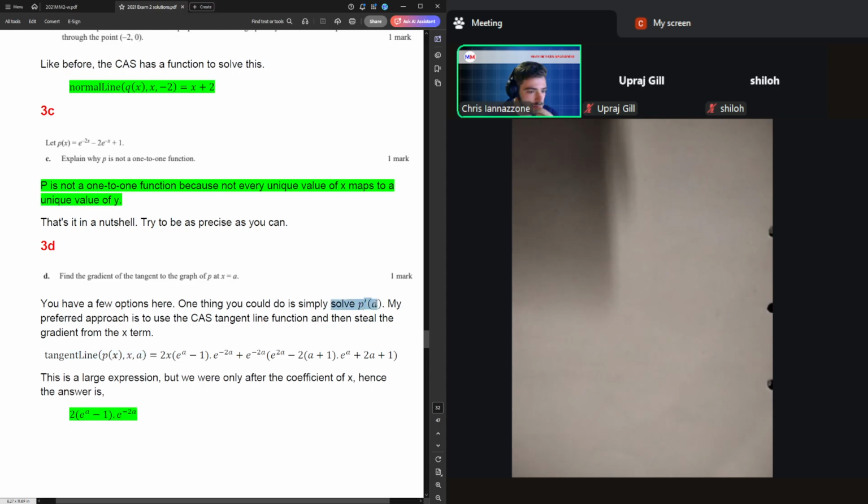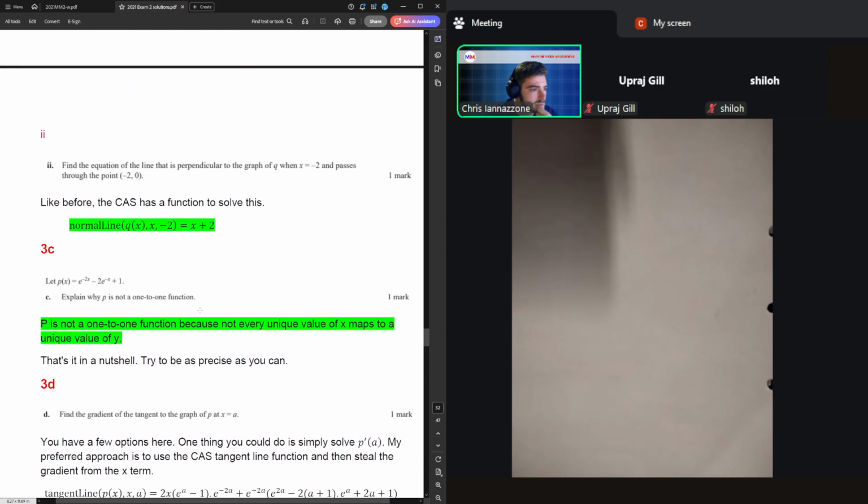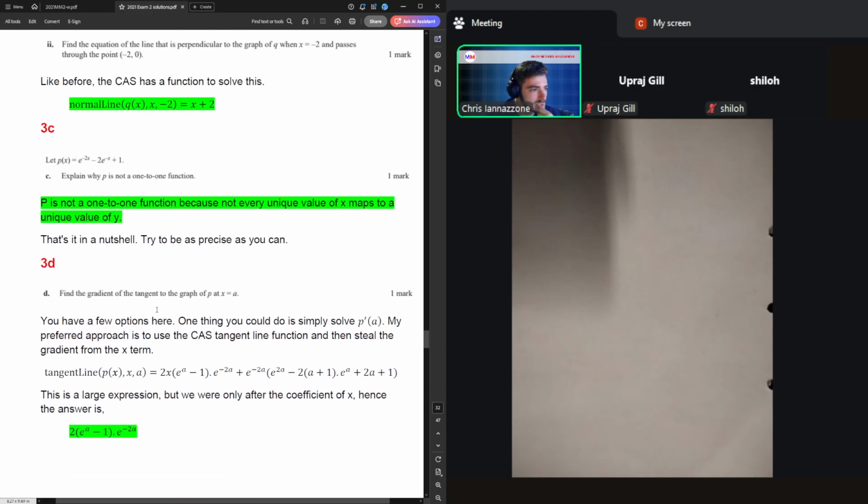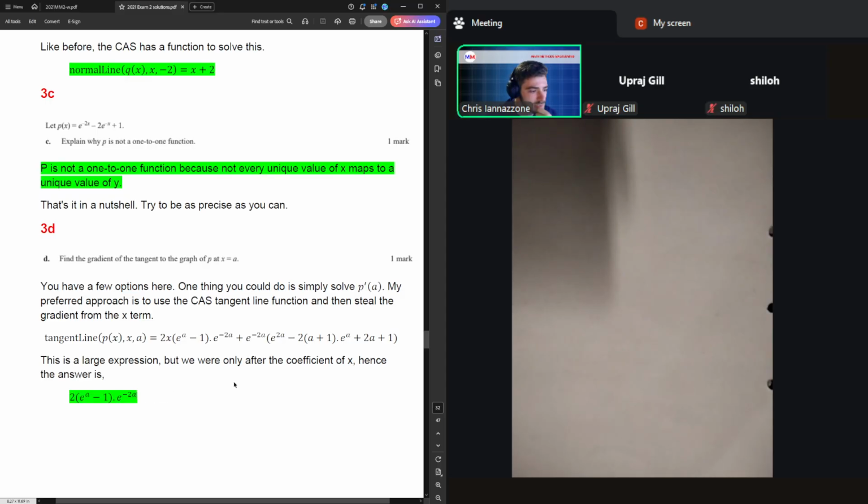So I've done it that way, or you could just do p dash of a, right? You just get the CAS to do a diff on that, and then you sub in x equals a into whatever came out. It's going to give you this. This is a factorized form. You can fully expand. It's totally fine.